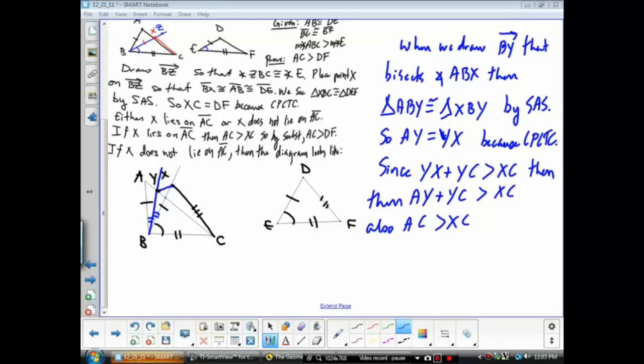But notice XC and DF are the same length. So by substitution, AC is greater than DF. That is what I want to prove there.